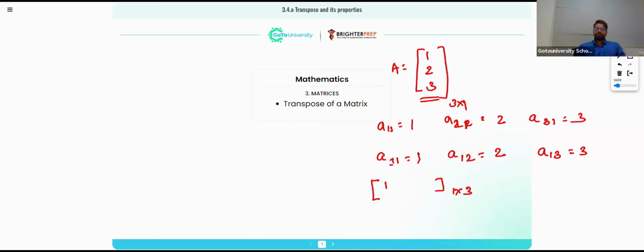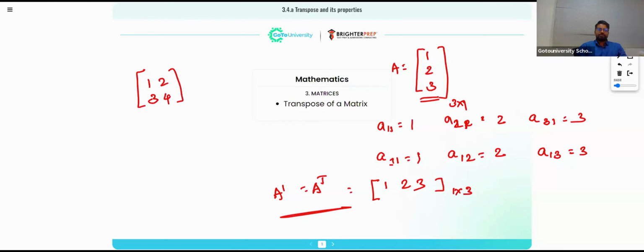So what is our matrix? 1, 2, 3. This is the transpose of the given matrix. So what do you understand? One more example you want? Yes. 1, 2, 3, 4. It's a square matrix now of the order 2 cross 2.